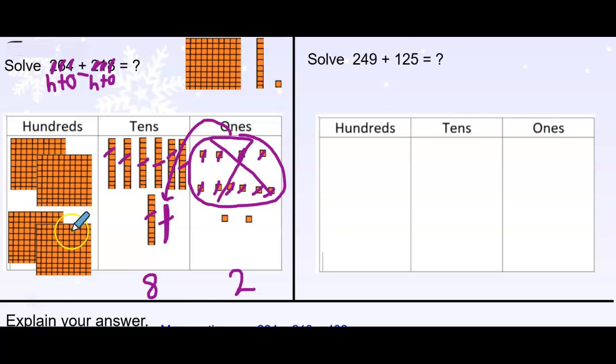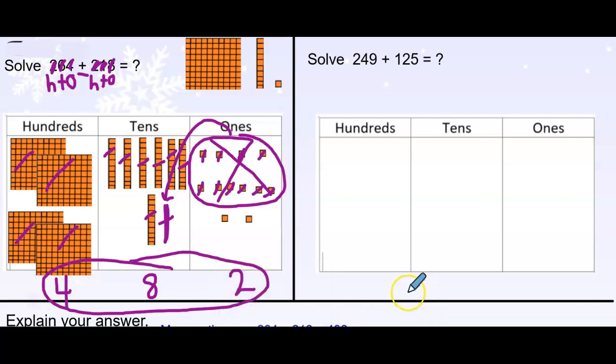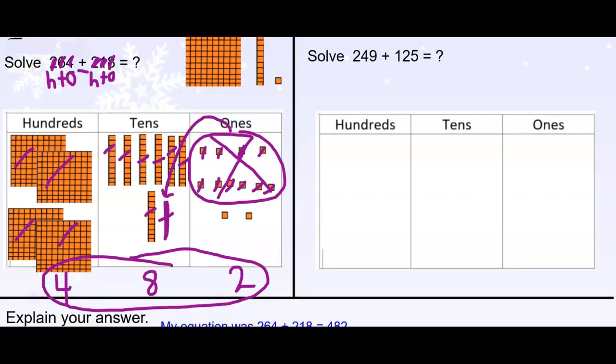Okay, now let's count our hundreds. Can you help me? 1, 2, 3, 4. 4 hundreds. Boys and girls, can you read the sum or the answer to our addition problem? That's it. 482 is the sum. Now let's look at the explanation, or how we should explain what we did.